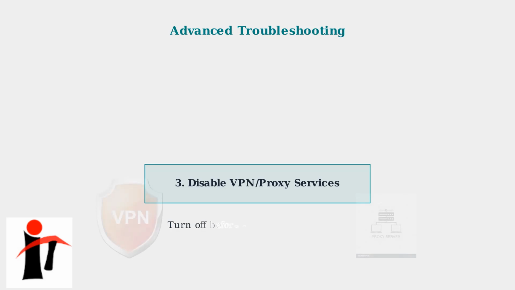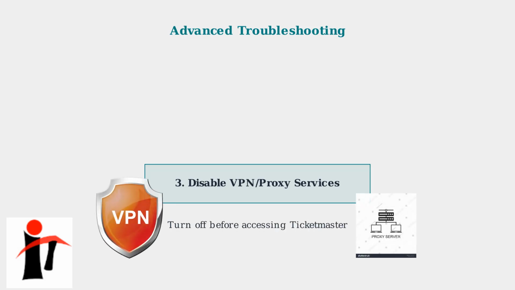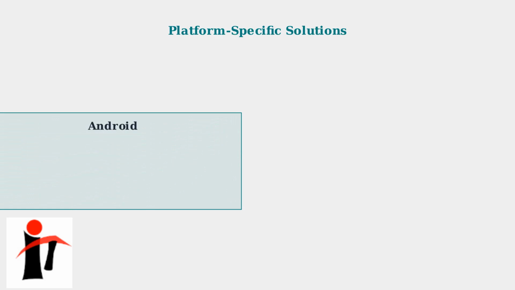VPN and proxy services can interfere with Ticketmaster's geolocation detection, causing false application errors. These services may make it appear you're accessing from a restricted location. For persistent issues, platform-specific solutions can help. Android and iOS handle app data differently, requiring different approaches to clear corrupted files.